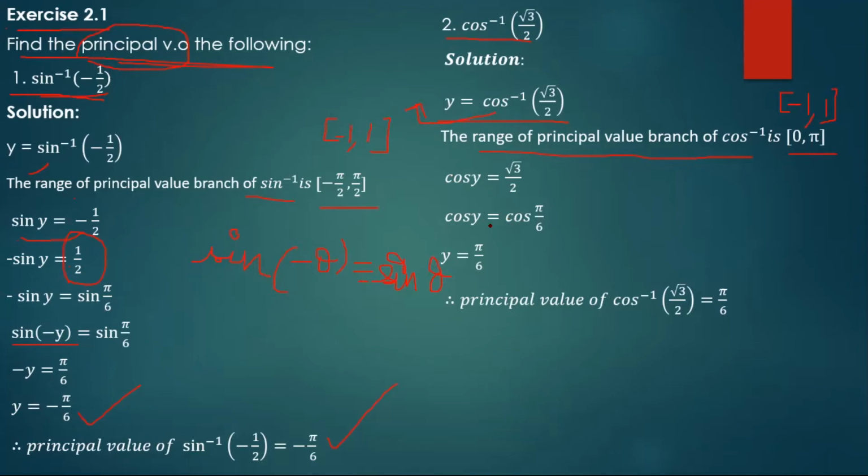So what is cos 30? Cos pi by 6. So cos y equal to cos pi by 6. Is it clear? Cos pi by 6 is root 3 by 2. So cos gets cancelled and we have y equal to pi by 6. So the principal value of cos inverse root 3 by 2 is equal to pi by 6.